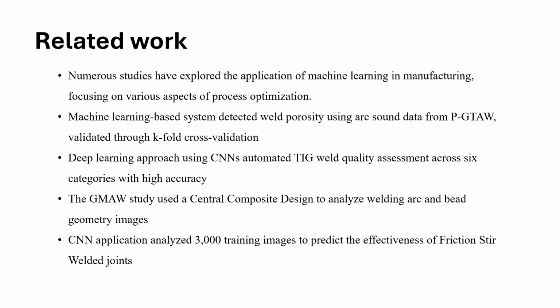Next one used a deep learning approach using CNNs for automated TIG weld quality assessment across 6 categories with high accuracy. The GMAW study used a central composite design to analyze welding arc and bead geometry images. A CNN application analyzed 3000 training images to predict the effectiveness of friction stir welded joints.